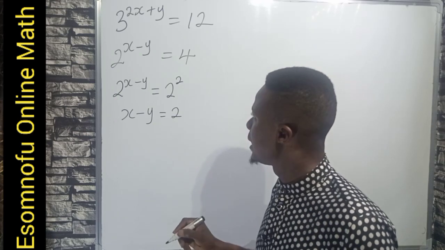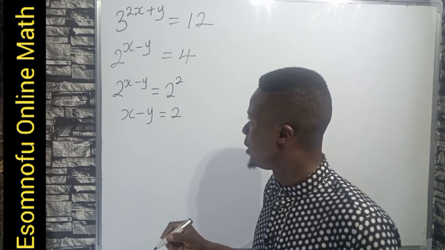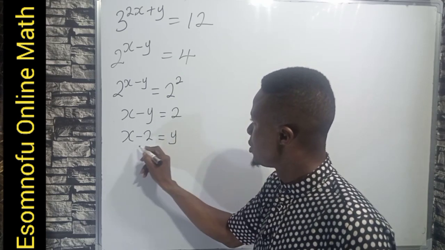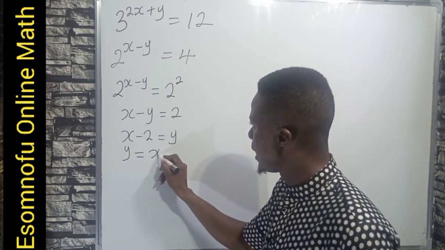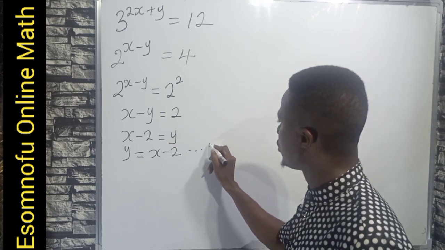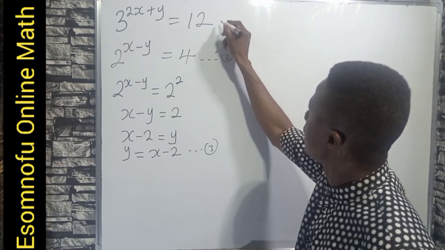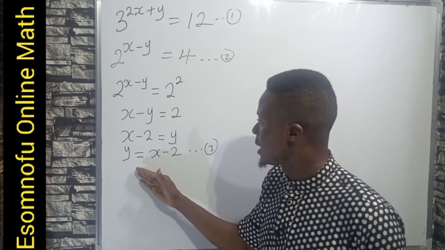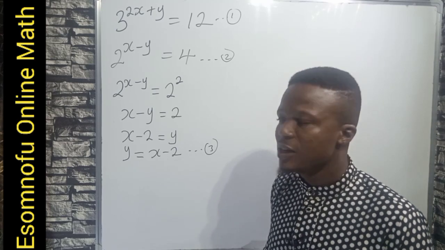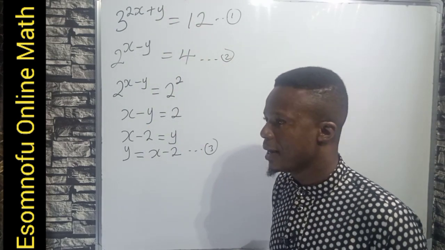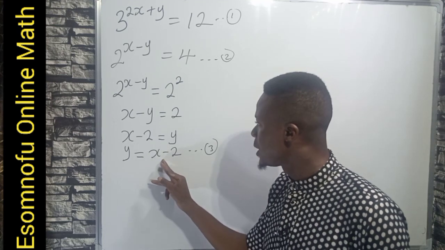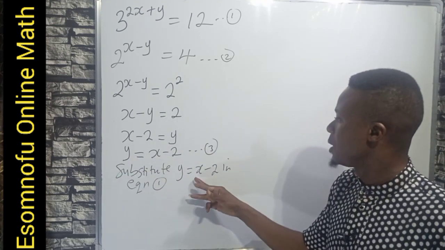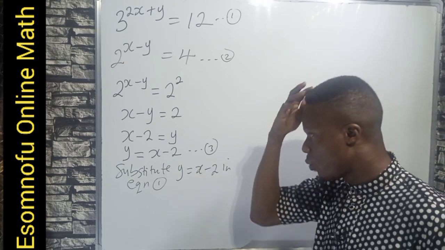Supposing I want to make y the subject of the formula, you shall have that x minus 2 is equal to y. So therefore, y is equal to x minus 2. You can call this equation 3, this is equation 2, and this is equation 1. So from equation 3, you've now noticed that y is equal to x minus 2. If this is so, going back to equation 1, anywhere I see y, I will put x minus 2. So substitute y equals x minus 2 in equation 1.